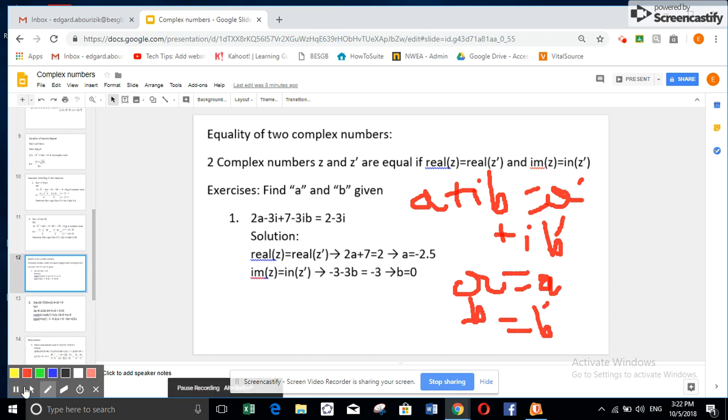The question here is find a and b so that these two are the same, the first one equal to the second. This is a complex number and this is another complex number. So real equals real. The real is the part without i. Here I have 2a plus 7. The real in the second equation is 2. I equate them. a is minus 2.5. The imaginary here is minus 3. The coefficient of i: minus 3 minus 3b equals minus 3. So if you solve it, plus 3 to the other side, 0 over minus 3 is 0.